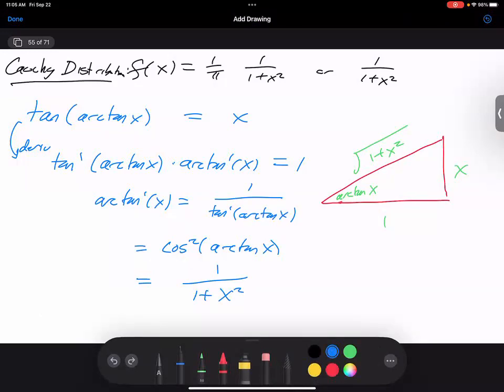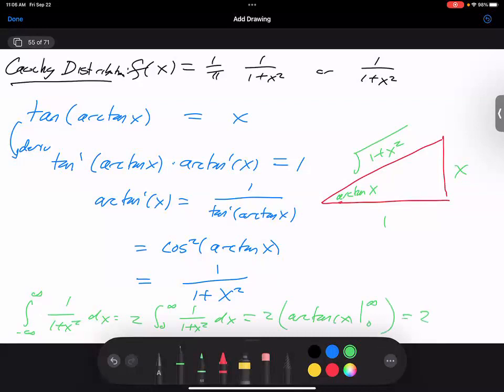So if I now want to integrate from minus infinity to infinity of 1 over 1 plus x squared dx, this is the same as twice the integral from 0 to infinity, 1 over 1 plus x squared dx. This is going to just be 2 arctangent of x evaluated at 0 and infinity.